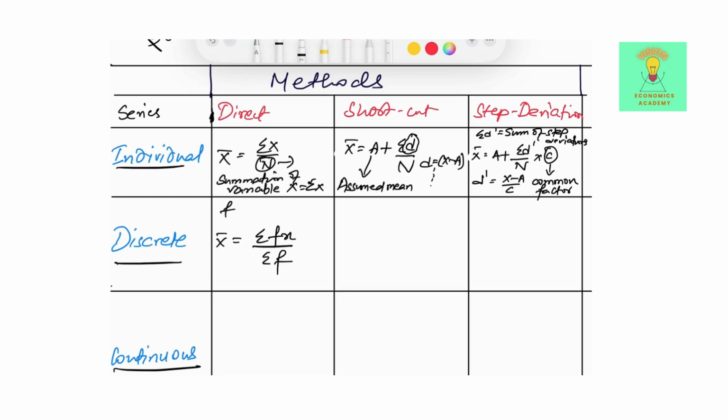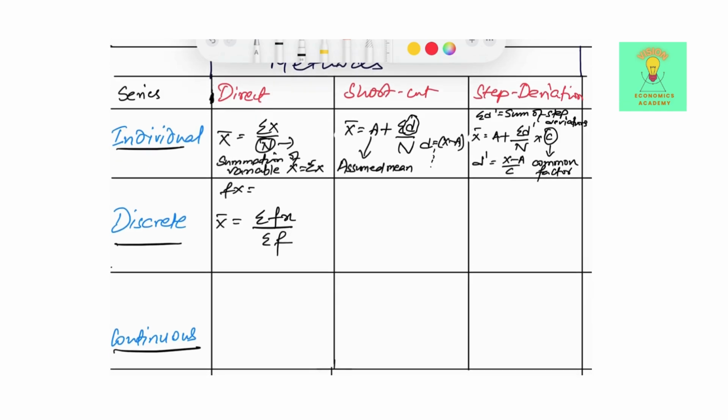Now discrete series, the formula is x bar equals summation of fx by summation f. Now fx is nothing but the product of frequency into variable, and summation of fx is the sum of the product of frequency into variable, and summation f is the total of frequency. In shortcut method, the formula is x bar equals a plus summation fd by summation f. Then in step deviation method, it is x bar equals a plus summation f d dash by summation f into c.